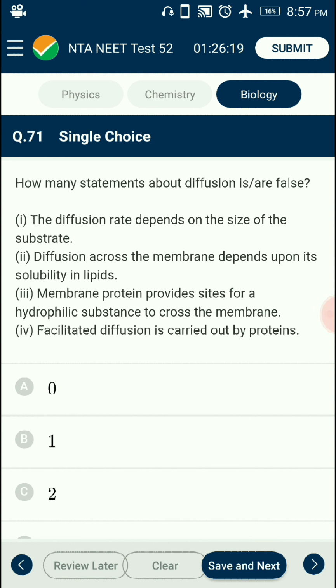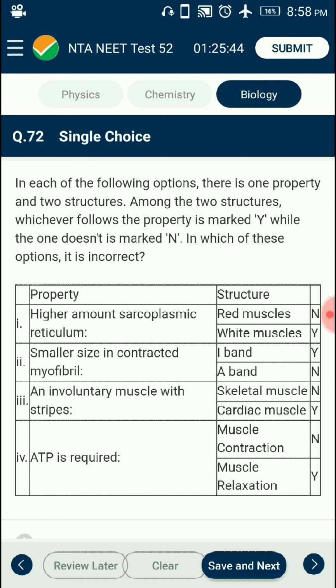The diffusion of any substance across a membrane depends on its solubility in lipids. Substances that are soluble diffuse faster through the membrane. Some substances find it difficult to pass through the membrane, and to facilitate the movement of such molecules, the membrane protein provides sites at which these molecules cross the membrane. This is known as facilitated diffusion. So the answer is option A. From the given 4 statements, none of the statements about diffusion is false. All are true.